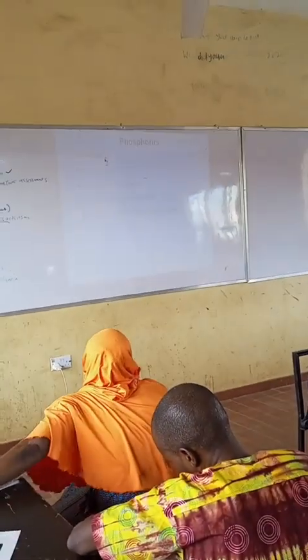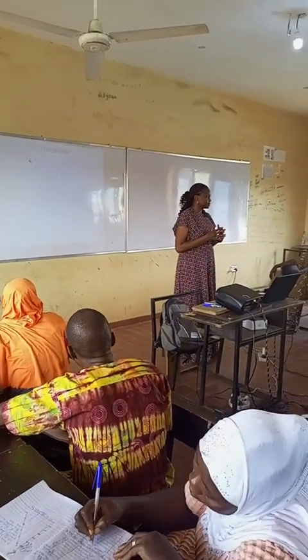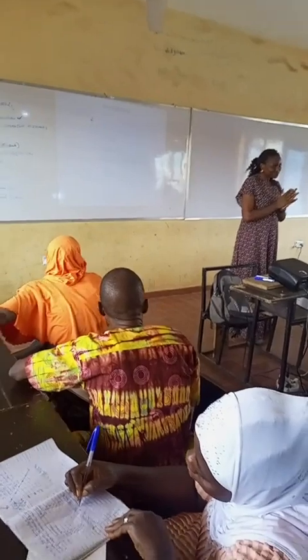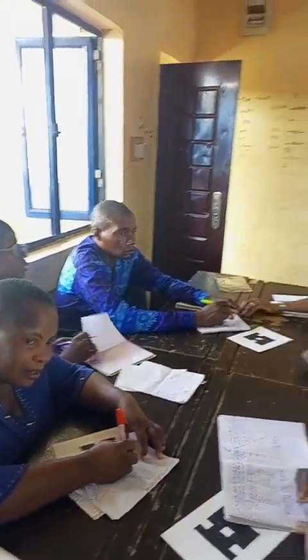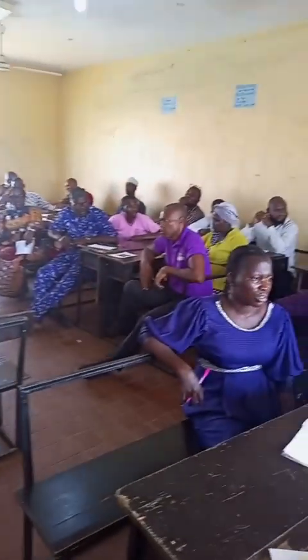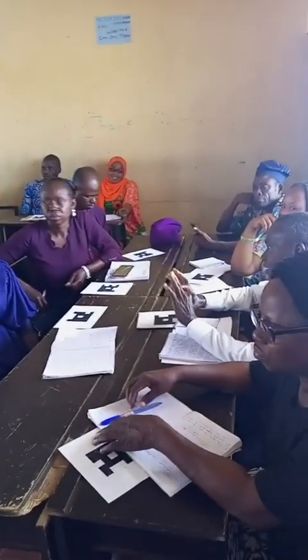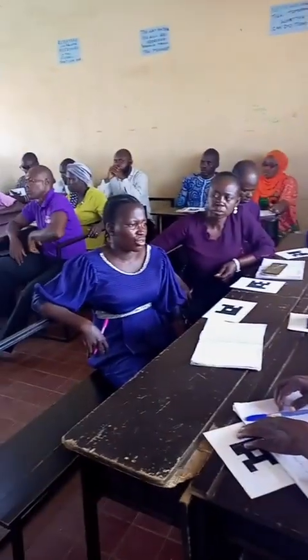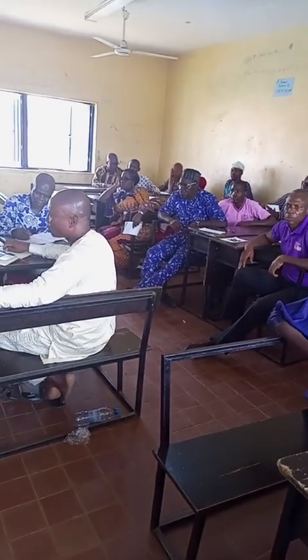So how do we know? Can you give an instance of a plant that is deficient of phosphorus? Diseased plants. A plant, how can you know a plant that is lacking phosphorus? Diseased plants.